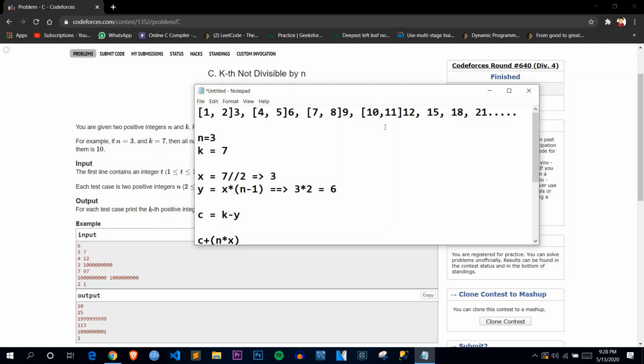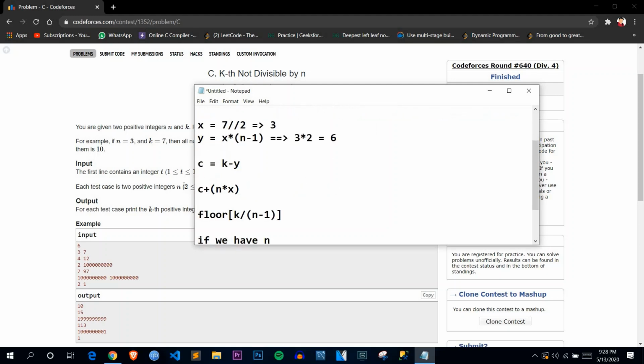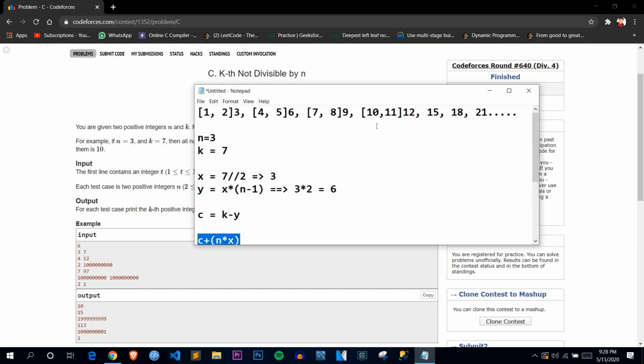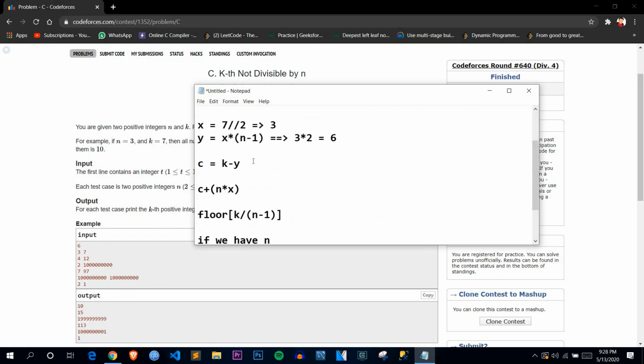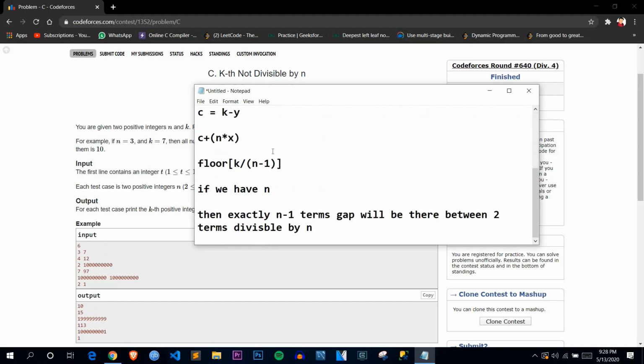Notice this, right? Now by this formula which I have derived from observation, we can find out which term we are required to print out. So here c is what? K minus y. And what is y here? Y is n minus 1 into x. X is here 3, 3 into 2, 6. So 6.